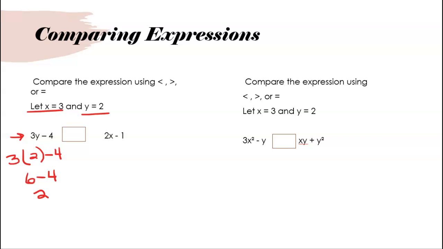On the right-hand side, 2 times x, which in this case x equals 3, minus 1. So we'll do our multiplication first. 2 times 3 is 6. 6 minus 1 is 5. So 2 is less than 5. In this little box up here, that means that 3y minus 4 is less than 2x minus 1 when x is 3 and y is 2.